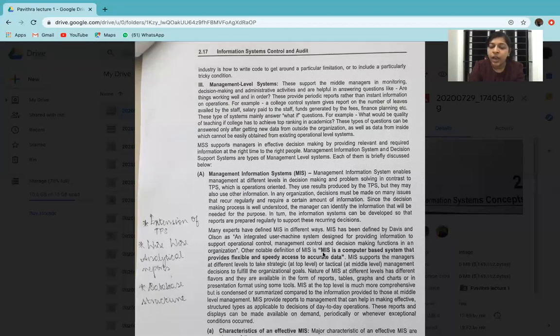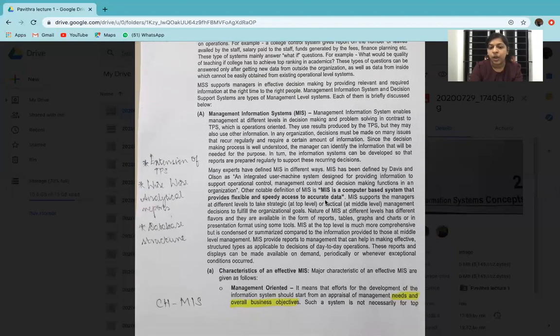Okay, here we have the notable definition for MIS. MIS is a computer-based system that provides flexible and speedy access to accurate data.